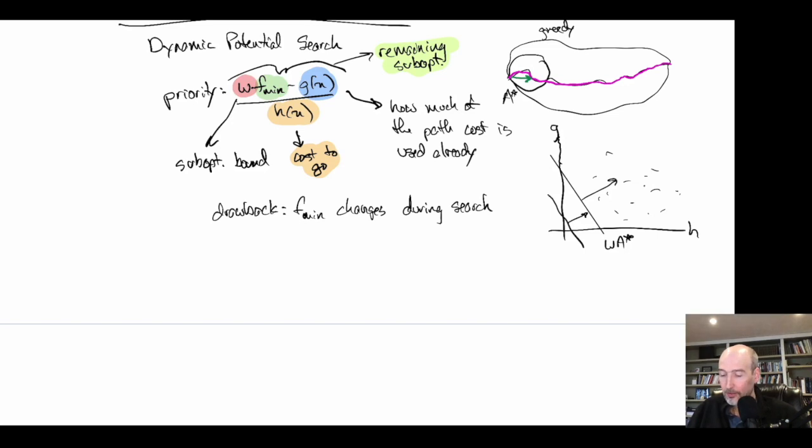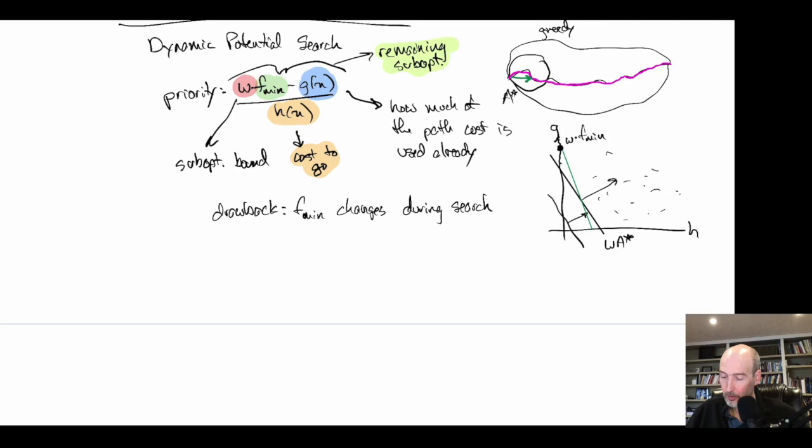What dynamic potential search is doing is it says, well, right here, this is W times fmin. And that's the current bound that I have on my cost. And what I'm going to do is take W times fmin, and we're going to plot this down here. Actually, let me do it in another color just to make this a little bit clearer. So we take W times fmin, and we're going to draw that line there. Can even make that a little bit thicker to make it clear. Okay, so that's a W times fmin line.